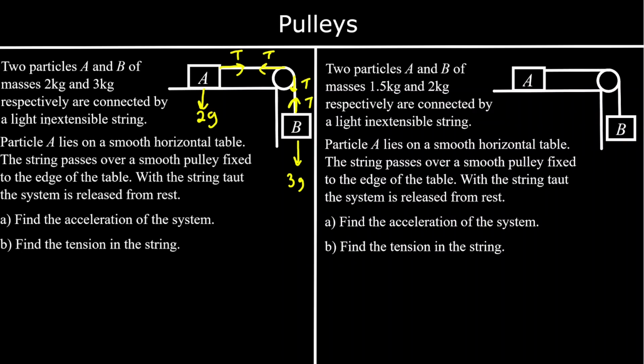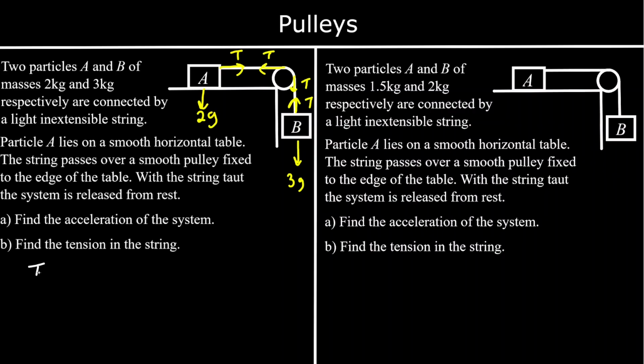So again, they're connected by a light inextensible string. So acceleration for both of them will be the same. It's a smooth table. So no friction force, nothing resisting A. And it's a smooth pulley. So tension on both sides is the same. The string is taut, it's released from rest. Find acceleration and tension. So again, let's do an equation of motion for A, equation of motion for B, and find A and T.